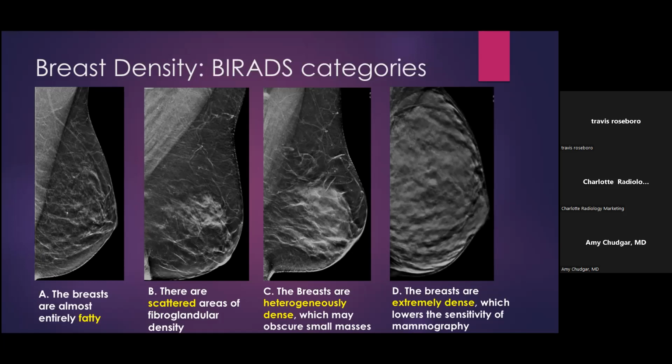Part of BIRADS is that you have to report the breast density, and that is divided into 4 different categories. We have category A, which means the breasts are almost entirely fatty. So you're going to see mostly black, so mostly fat. B is going to be scattered areas of fibroglandular density. So we have some more increasing density. C is the breasts are heterogeneously dense, which may obscure small masses. So we are getting denser. And then D is the category where the breasts are extremely dense, which lowers the sensitivity of mammography. So this is a standardized language that you'll see in the reports.